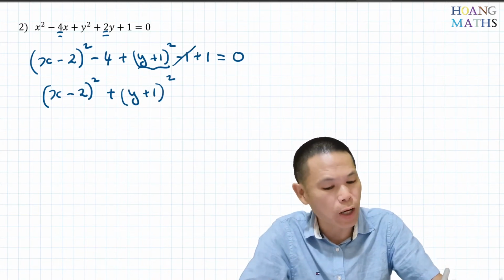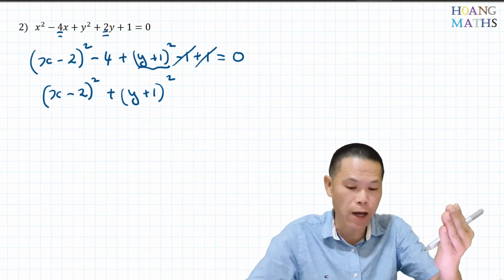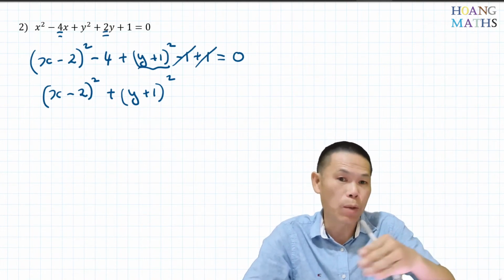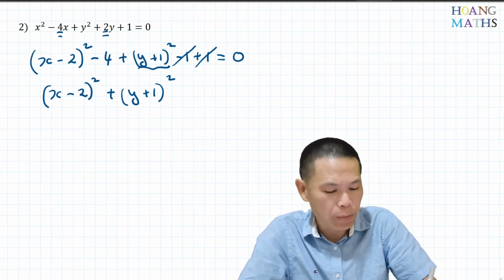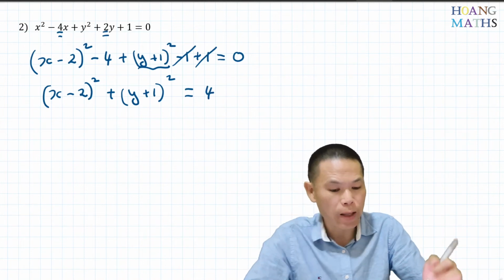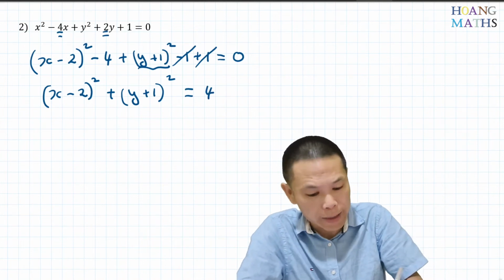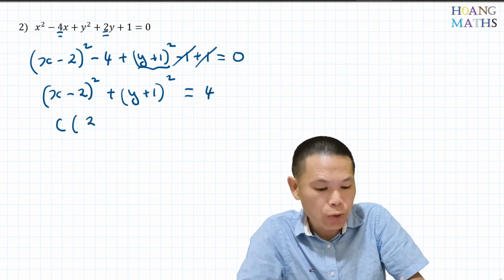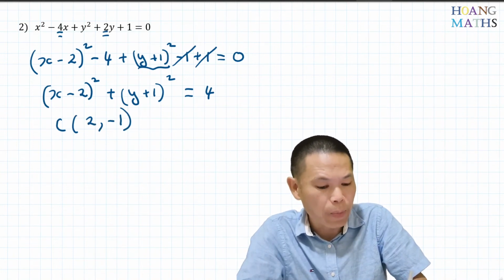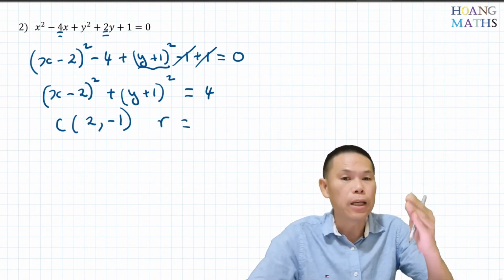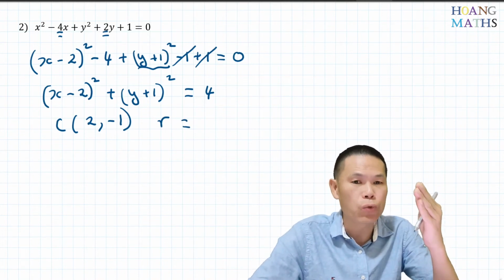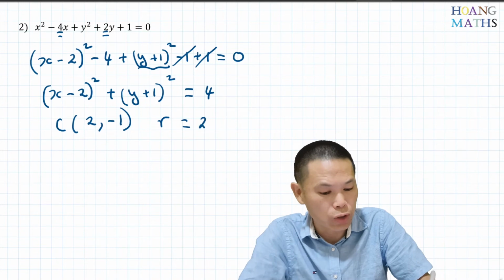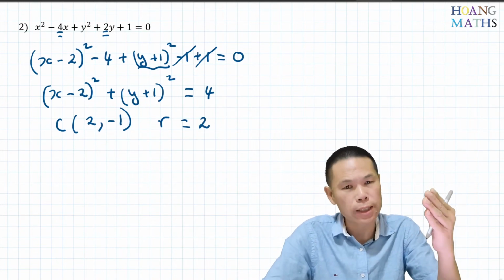And we know this one and this one here cancel out. So we have -4. So I move the -4 on the other side, becomes +4. So this means that the center of this is equal to 2, -1. And the radius of this, r squared is 4. So square root 4 is 2. So it's 2.